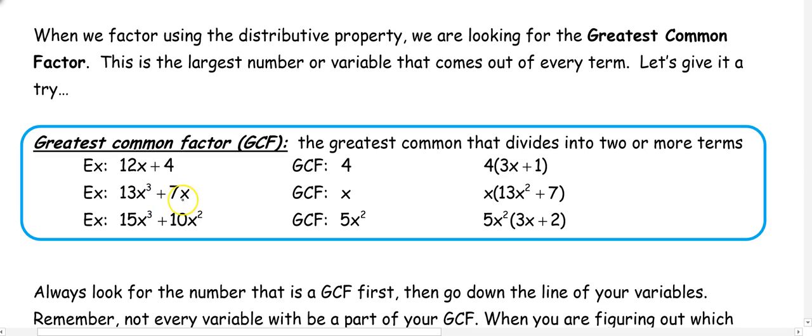Then we have 13x cubed plus 7x. Both of them have an x in common, so our GCF is x. That goes on the outside. The remainder goes on the inside. Notice that when we take out an x, our exponents are decreasing. And the last one, 15x cubed plus 10x squared, has a GCF of 5x squared, which means there's a number and a variable as the GCF. Still goes out front, and we divide out what's left.